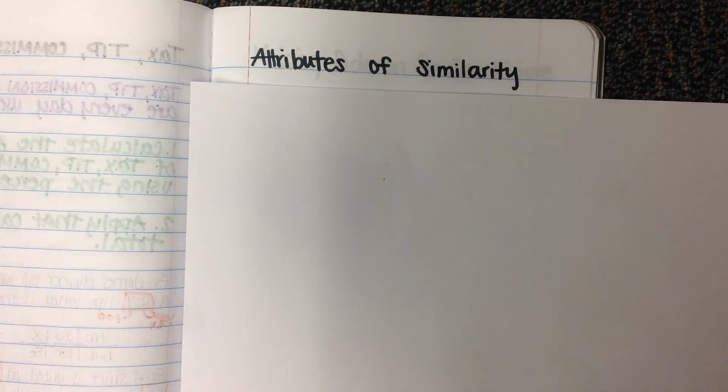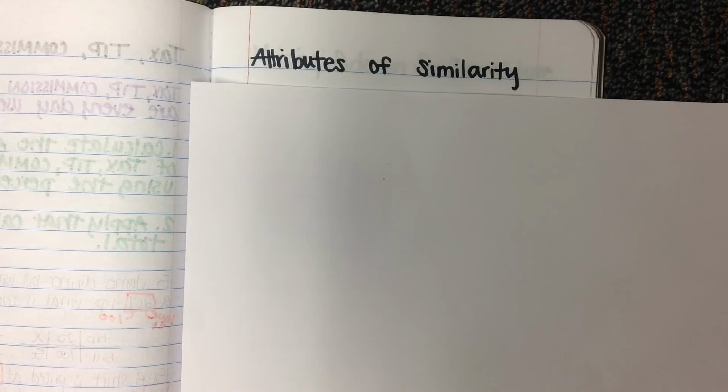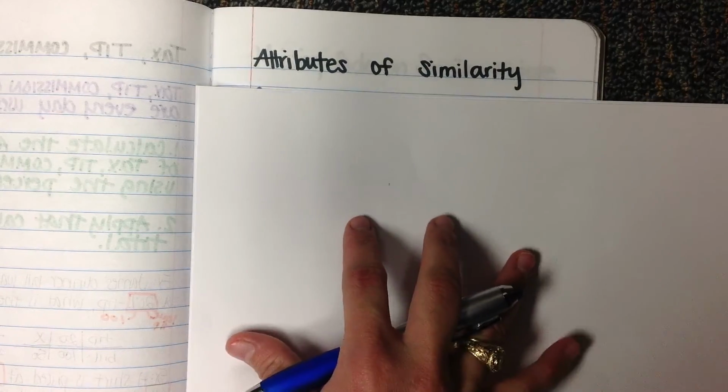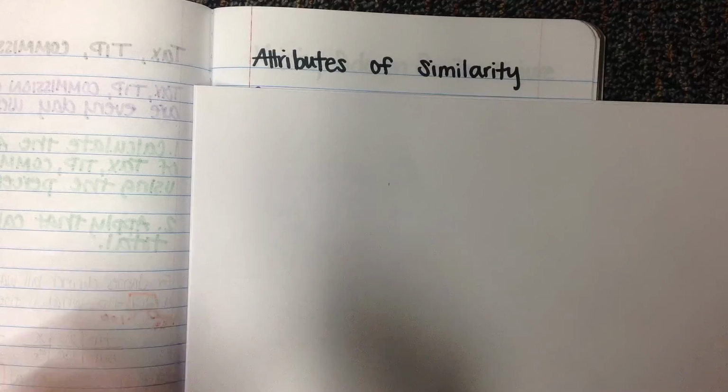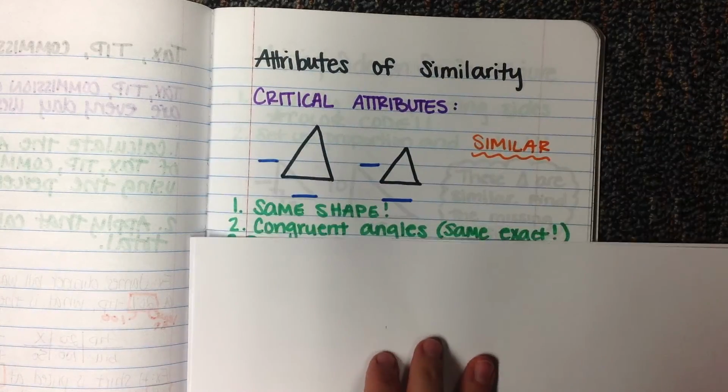Hello students! Today we are going to look at attributes of similarity. You can go ahead and write that title on the next odd page of your notebook, Attributes of Similarity. An attribute is basically just a characteristic, something that describes something, and similarity is what we're looking at today.